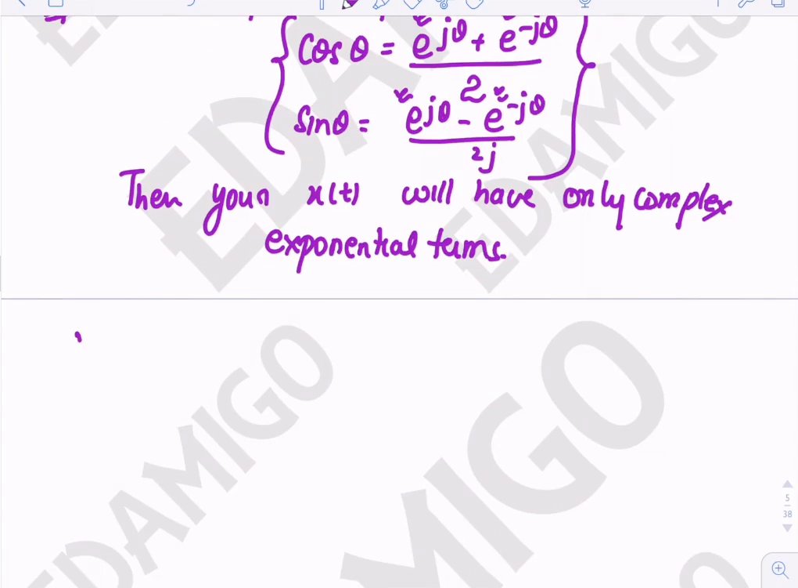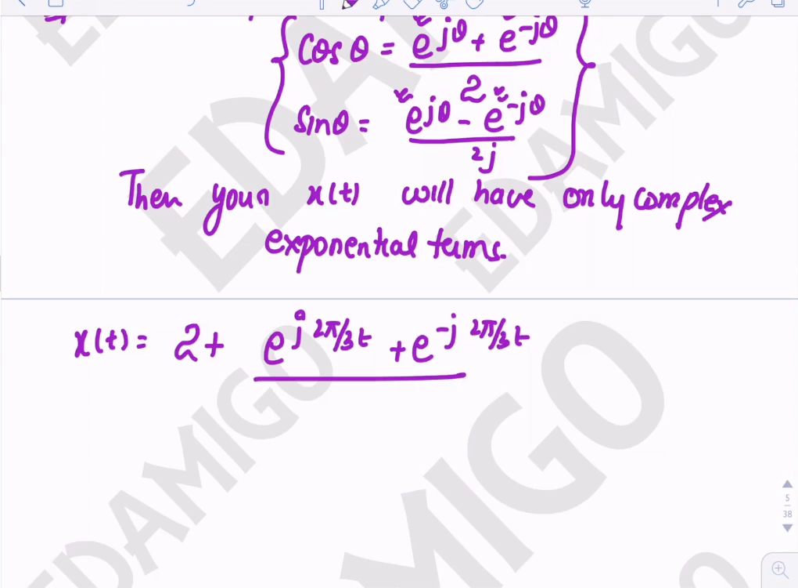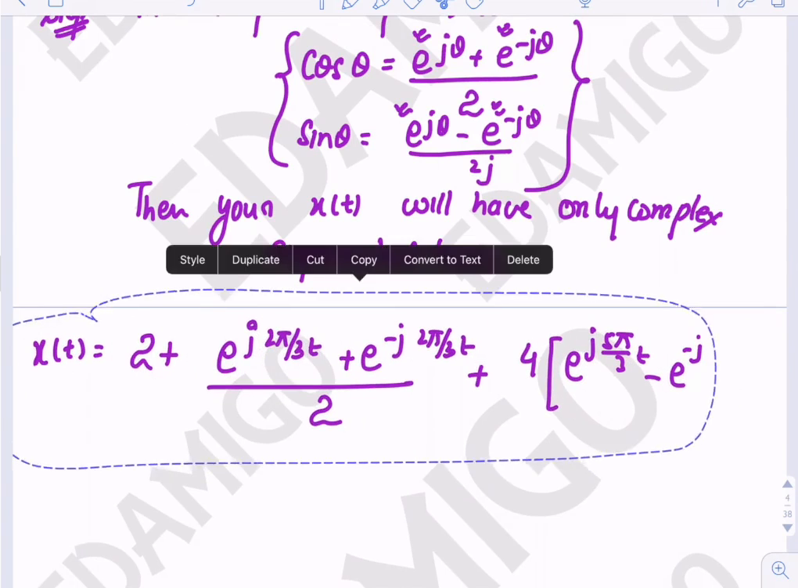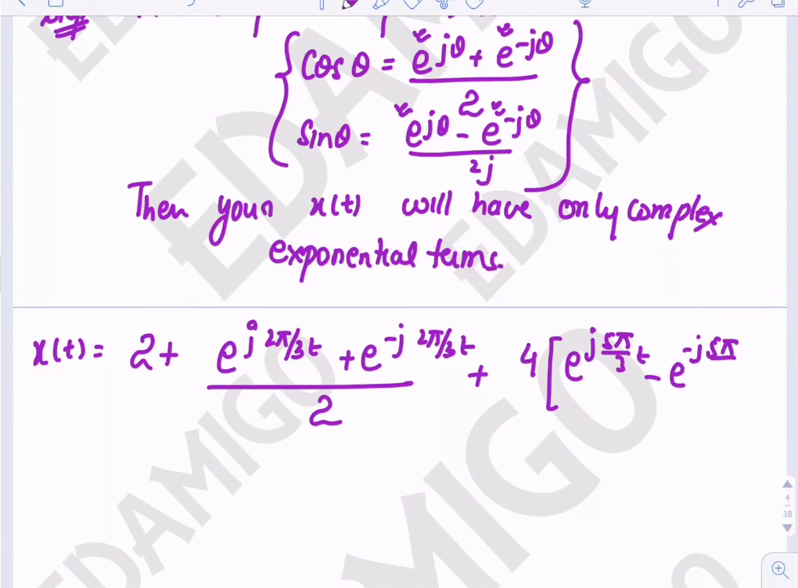Okay, so let us write it. So x(t) can be written as 2 plus [e to the power j 2 pi by 3 t plus e to the power minus j 2 pi by 3 t] divided by 2, plus 4 [e to the power j 5 pi by 3 t minus e to the power minus j 5 pi by 3 t] divided by 2j. So now x(t) has only complex exponentials on the right hand side.